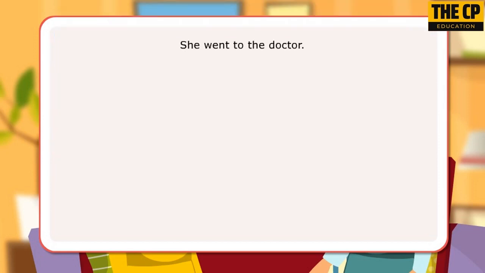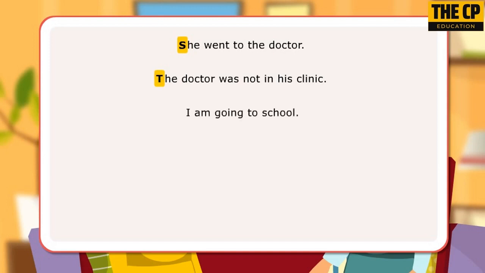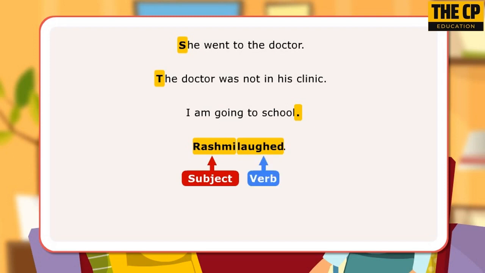The first letter of any new sentence is always capital. She went to the doctor. The doctor was not in his clinic. There is always a punctuation mark at the end of a sentence. I'm going to school. A sentence has at least a subject and a verb. Rashmi laughed. Subject, Rashmi. Verb, laughed.